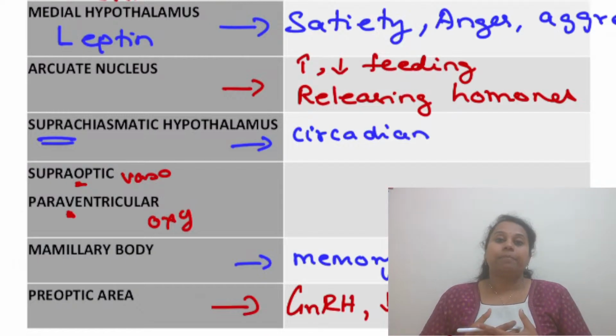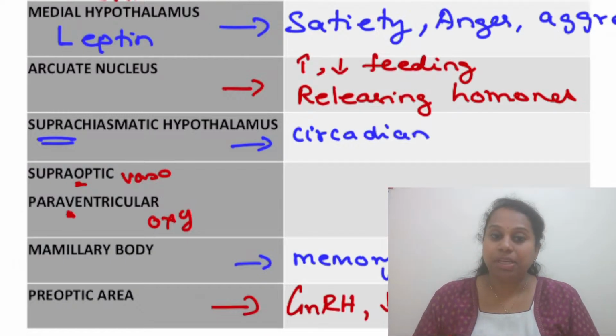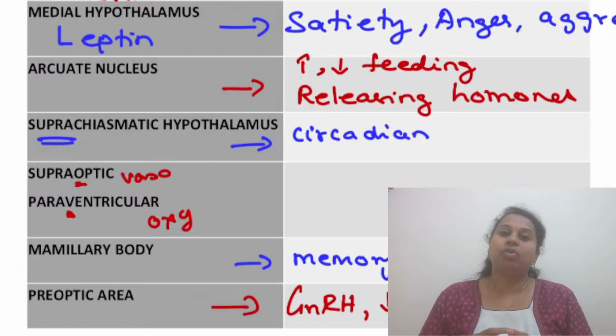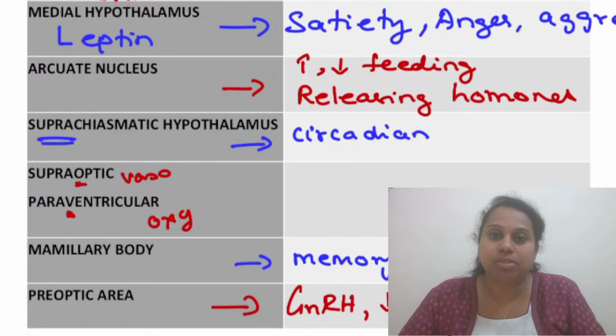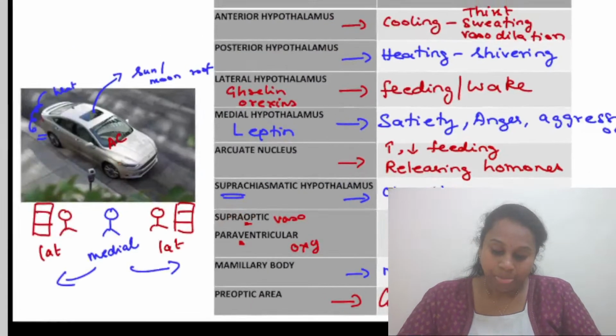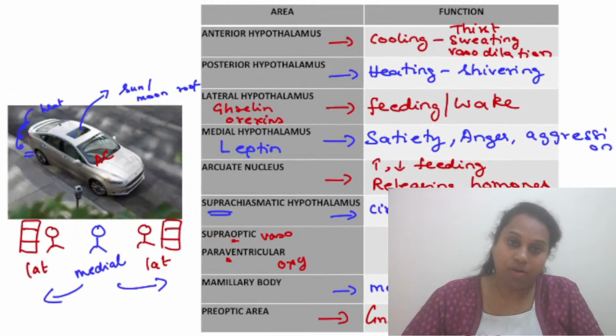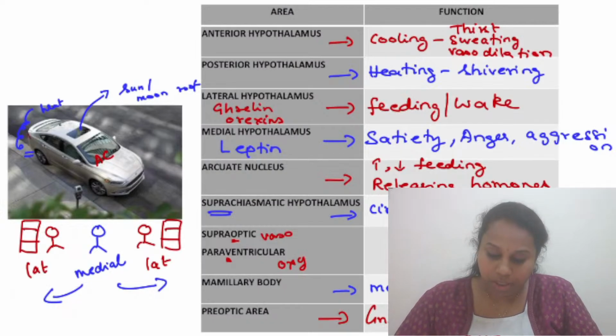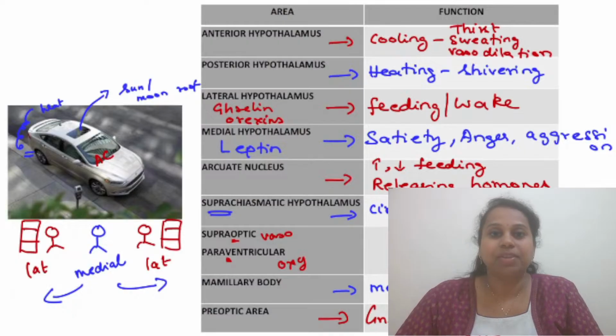And any degeneration of this mammillary body, which can happen in chronic alcoholism and thiamine deficiency, is called Wernicke-Korsakoff syndrome. So Wernicke-Korsakoff syndrome is a kind of memory loss due to degeneration of this mammillary body in the hypothalamus. Yes, these are the functions of hypothalamus, very important. So we have learnt it by comparing it with that of a car.